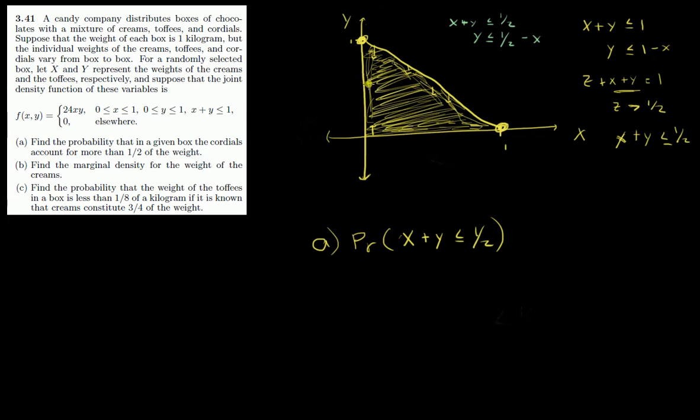So here's a half. That's my intercept. My slope is -1. So here we go. And y is less than it, so that means I go down. Y still has to be greater than 0, that's part of the constraints, and x also has to be greater than 0. So we're restricted to this little triangle. This is the little triangle we want to integrate over to find this probability.